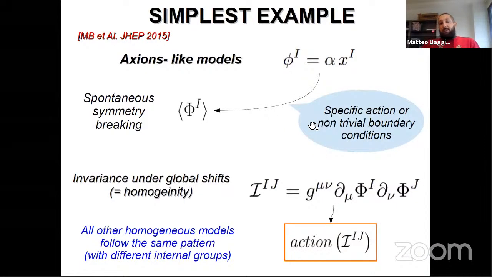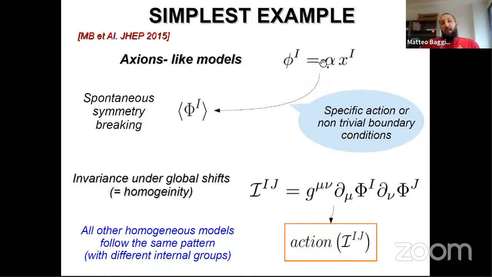Now, the simplest example of these models is what are called axion-like models. The idea is very simple. You take a scalar and you promote the solution for this scalar to be linearly dependent on the coordinate. So this is your choice. And you build an action which is shift invariant under the scalar, so it will contain only derivatives of the scalars. But you can see already that holographically, the fact that you are imposing these solutions will break translations, because now if I send x^i to x^i plus something, this solution is clearly breaking that symmetry.